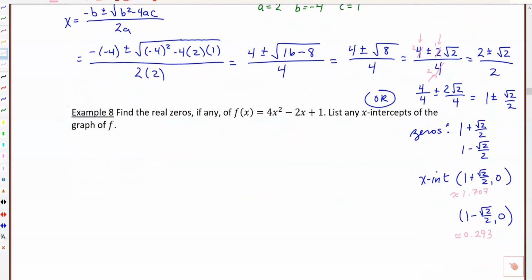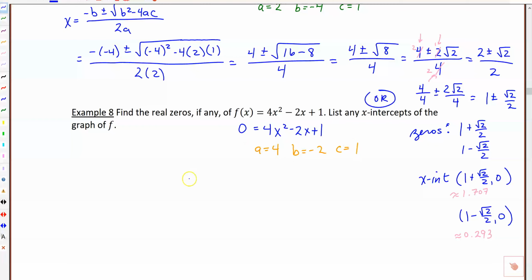All right, one more example using the quadratic formula. Let's find the zeros, if any, of f of x equals 4x squared minus 2x plus 1, and again, we're going to list any x-intercepts of the graph. So finding zeros, I'll plug 0 in for my output, so 0 is equal to 4x squared minus 2x plus 1. My a is going to be 4, my b is negative 2, and my c is 1.